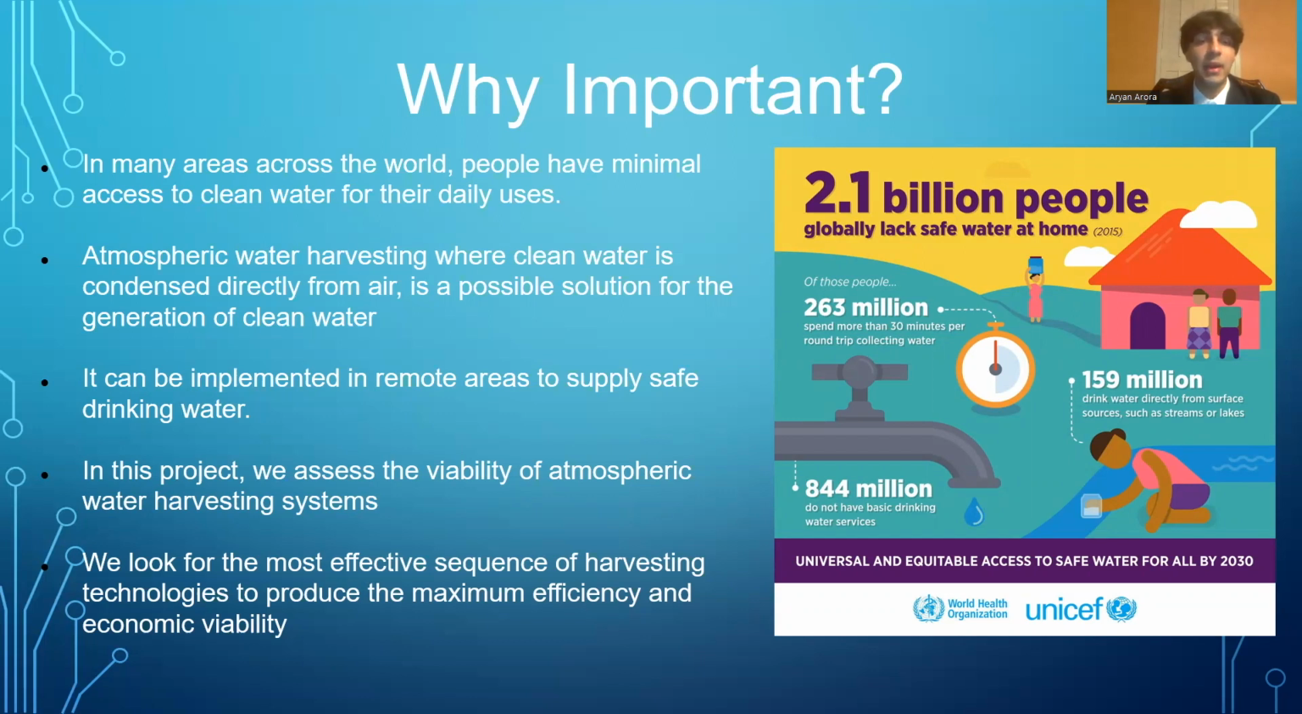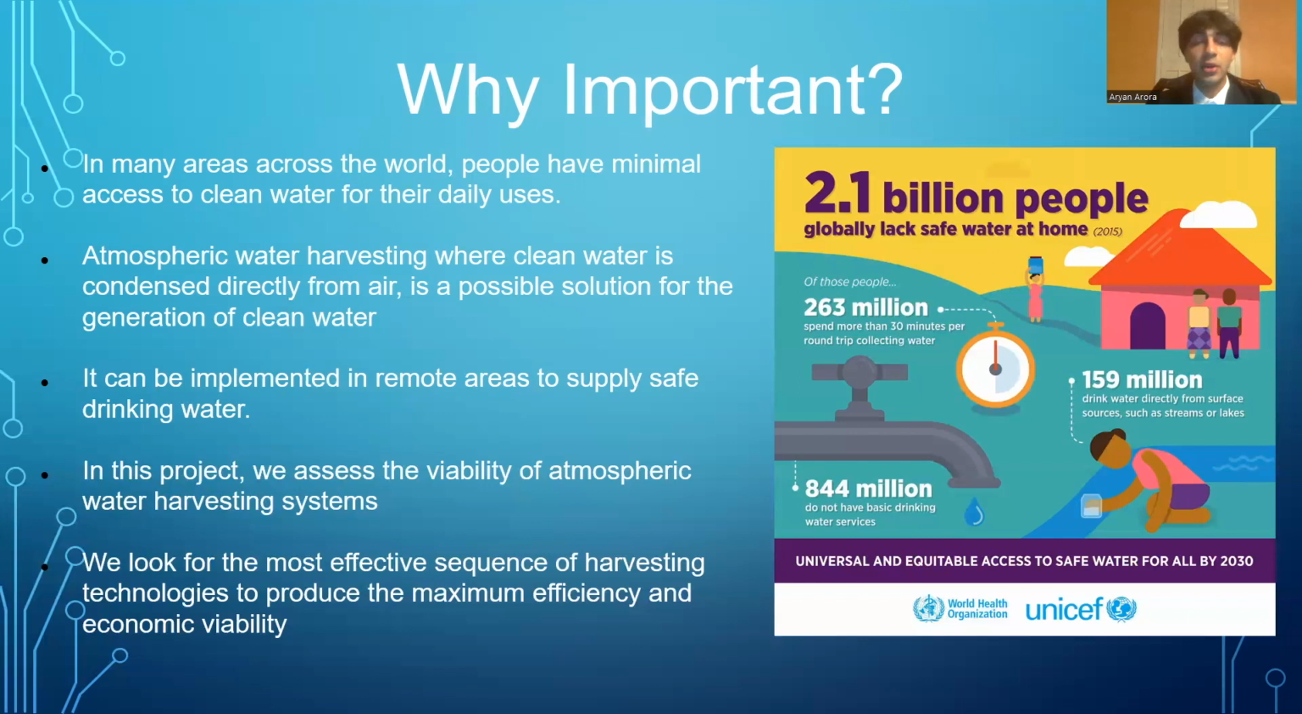And that's exactly where atmospheric water generation comes in. Atmospheric water generation is basically a process where clean water is directly condensed from the moisture in the air. And it's useful because it could be implemented in remote areas to supply safe drinking water and possibly cost less money and energy. So in this project, we're trying to assess the viability of atmospheric water generation.